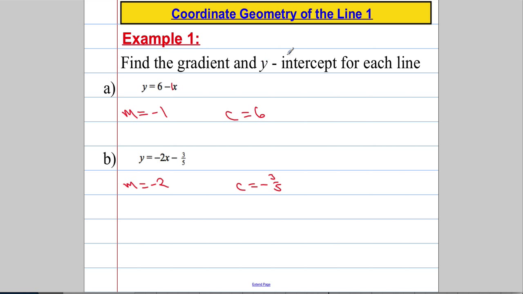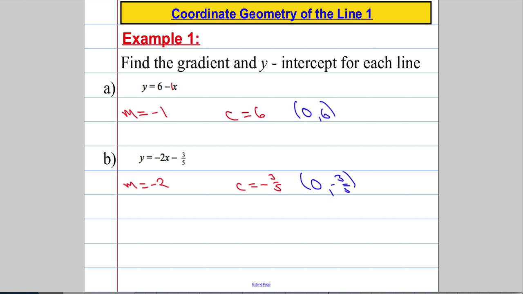Just in case, the y-intercept can also be given as a point. So the point for the y-intercept, where it crosses the y-axis, is going to be (0, 6). And in this example, it's going to be (0, -3/5). So fairly straightforward there.